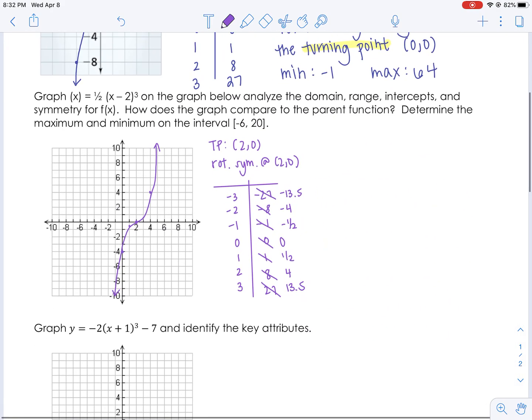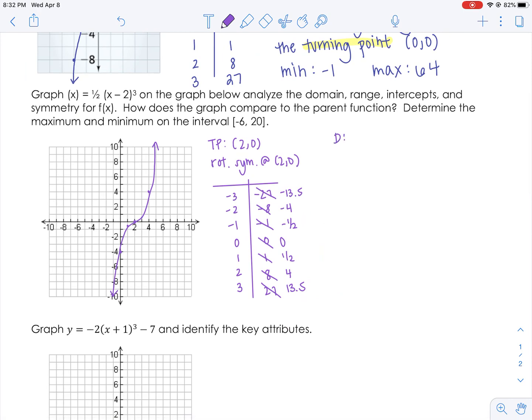And that's my graph. So domain is still -infinity to +infinity. Range is still the same thing. So that's pretty much going to be the same for all of them. That's your constant. It's always going to be -infinity to +infinity when you have these cubic functions. Now your x-intercept is (2, 0). My y-intercept, I can see from my graph, is (0, -4). Symmetry, I already answered. It has rotational symmetry at the point (2, 0).